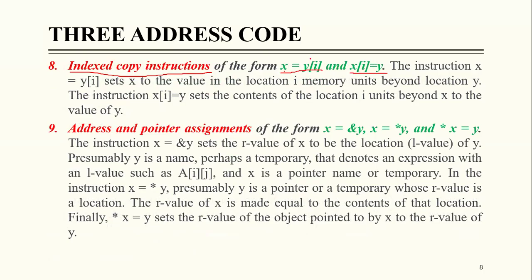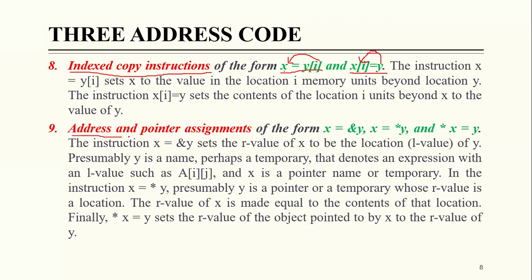In the first case, the value in the array indexed at the ith position is assigned to a particular variable called x. The other type is where we have a value that we assign to the array's particular position. So there are two types of indexed copy assignment. One is copying from the array position to a variable, and the other is taking a value from a variable and assigning it to the specified position in the array.